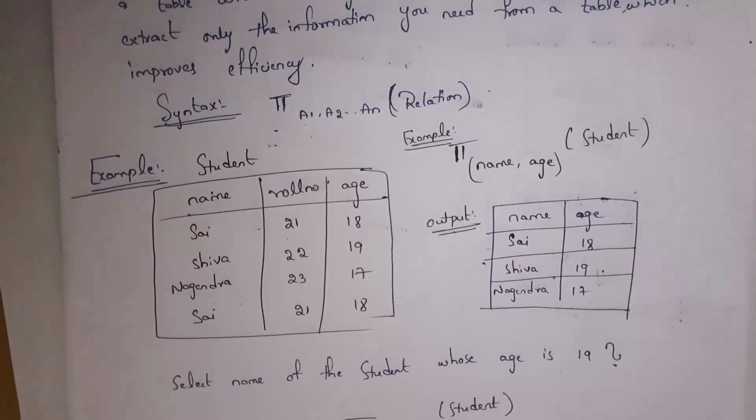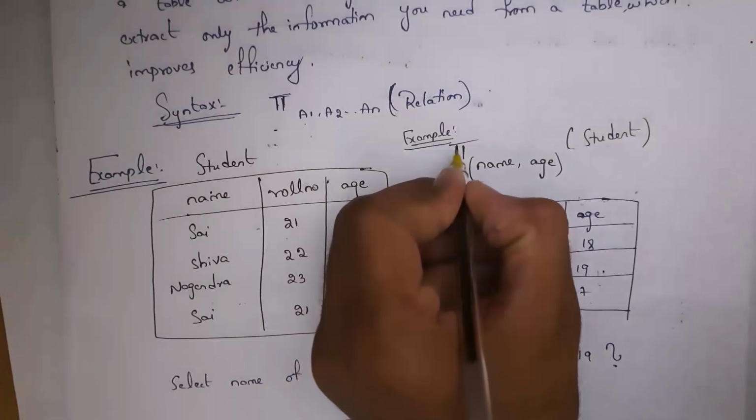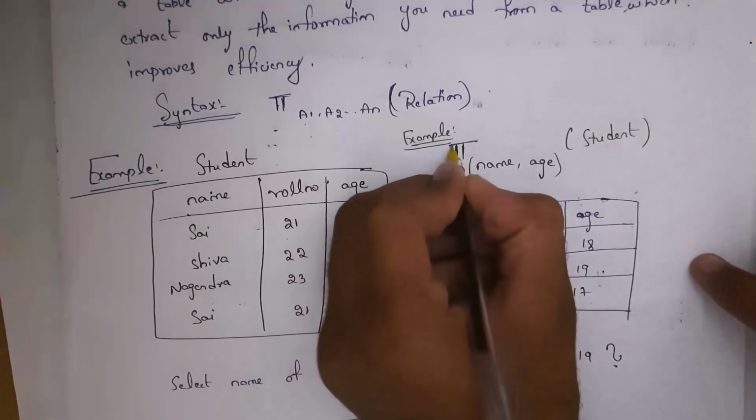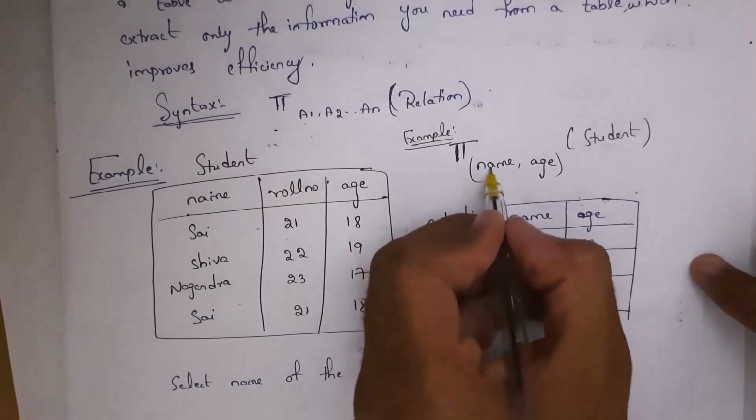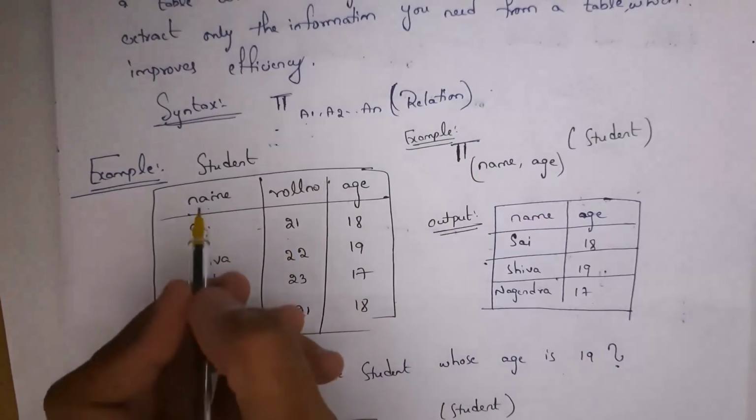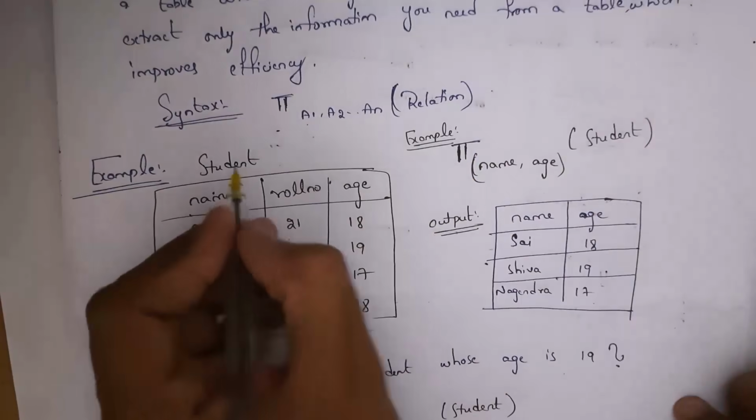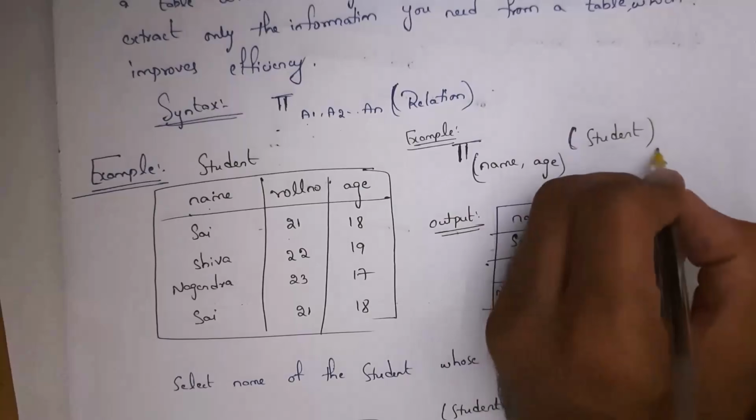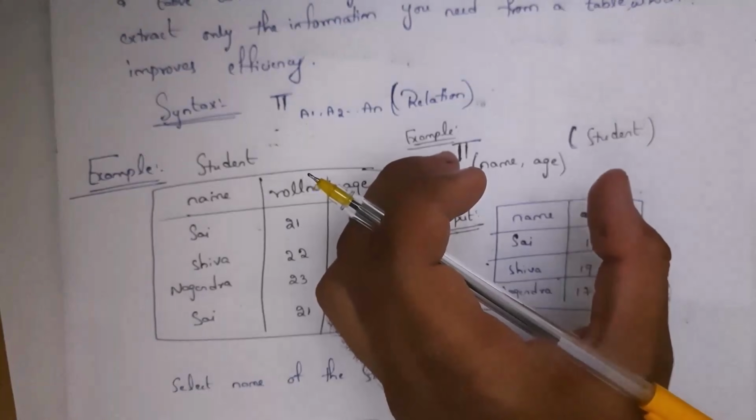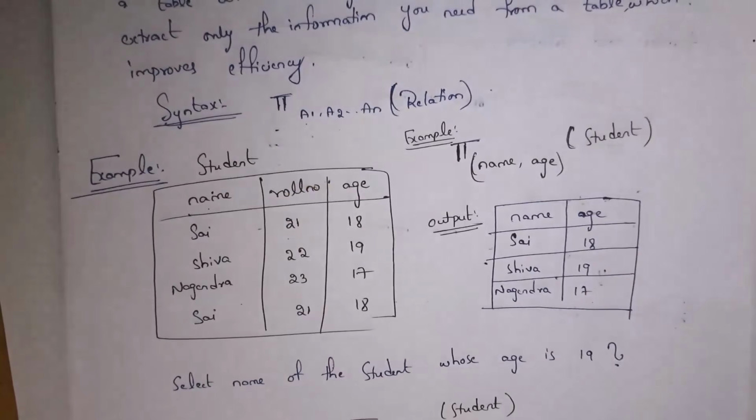So I will write the mathematical operation for this. For projection you need to use the pi symbol, so just write pi here. Below pi you need to write which columns you want. I want only name column and age column, so I will write name comma age. And my table name is student, so I am writing student here. Whenever I run this mathematical operation, it will display only the name column and age column as output.